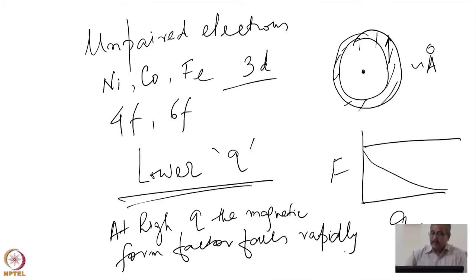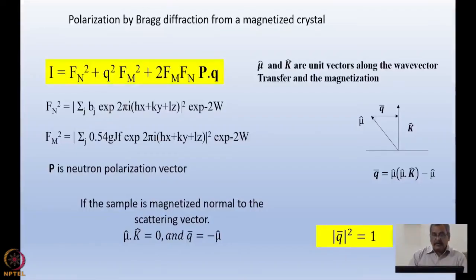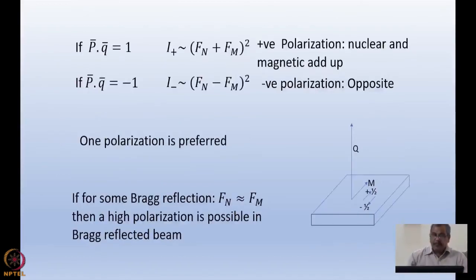Please remember this. You will get back to this point when we come to actual magnetic neutron diffraction. So now, after explaining this, for a sample magnetized in plane, with Q equal to minus mu and Q squared equal to 1, if the polarization is parallel to Q, P dot Q is 1, I have Fn plus Fm squared, constants apart. They boost each other and they add up, the form factor, the magnetic scattering amplitudes.